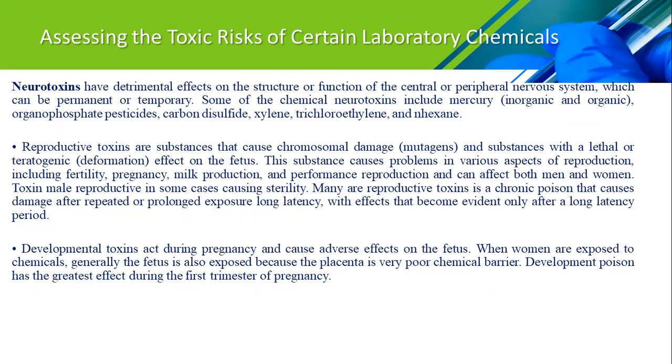Or deformation effects on the fetus. These substances cause problems in various aspects of reproduction, including fertility, pregnancy, milk production, and reproductive performance, and can affect both men and women. Reproductive toxins can in some cases cause sterility. Many reproductive toxins are chronic poisons that cause damage after repeated or prolonged exposure, with effects that become evident only after a long latency period.